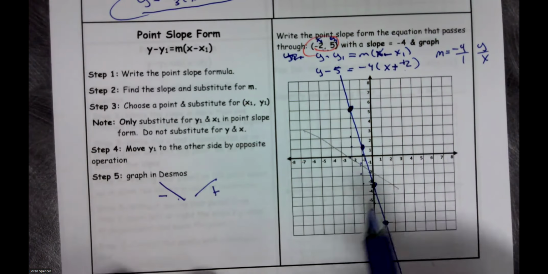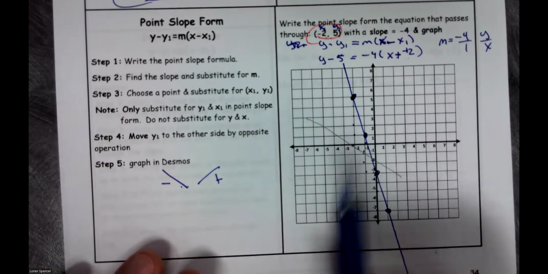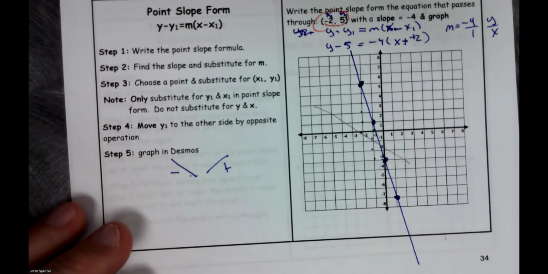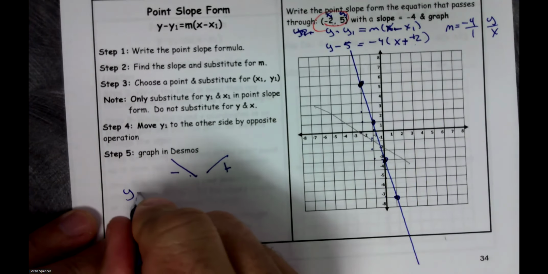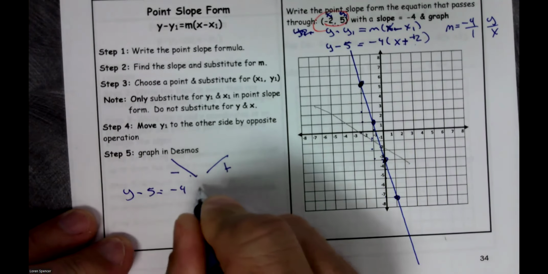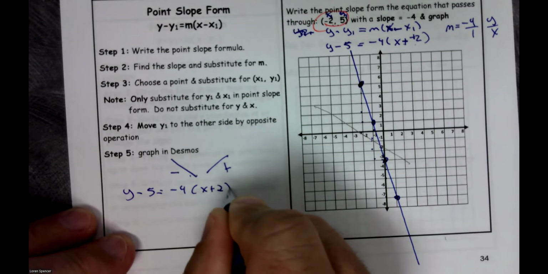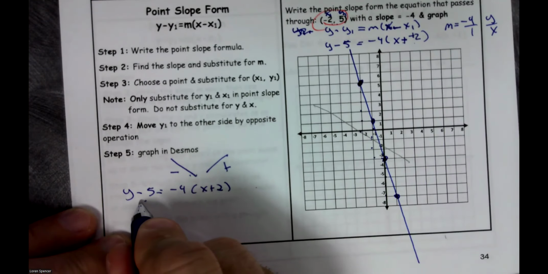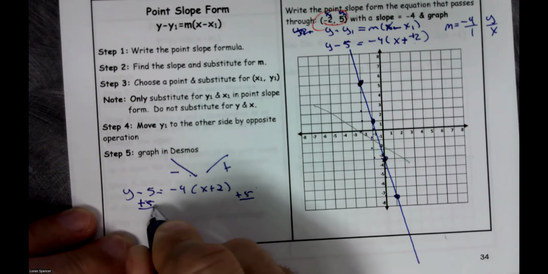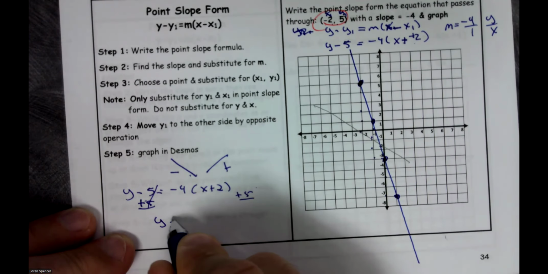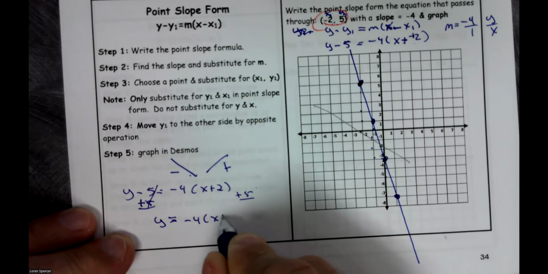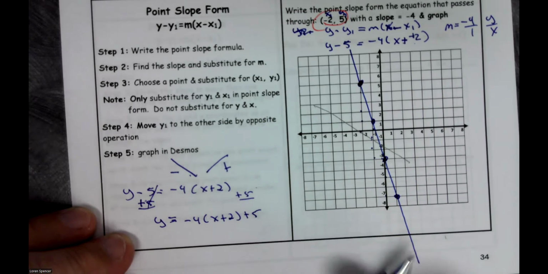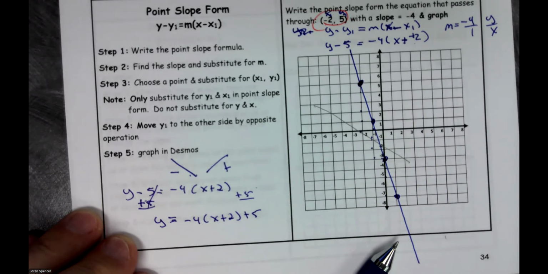And there's our line. Now, once again, to do this in Desmos, we have this equation that we just did, and our equation is y minus 5 equals -4 parentheses x plus 2. To put it in Desmos, I have to move this 5 to the other side. Well, it's a -5, so I need to make it a +5. So this goes away, and I have y equals -4 parentheses x plus 2 plus 5. So let's switch over to Desmos and see if we get a graph that looks about like the one we just worked with.